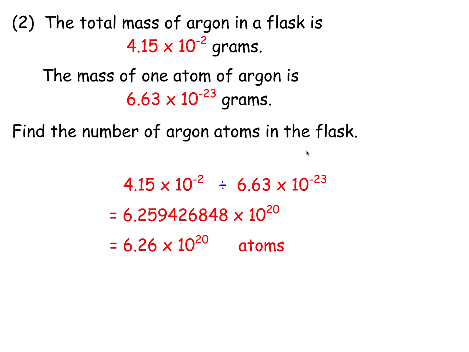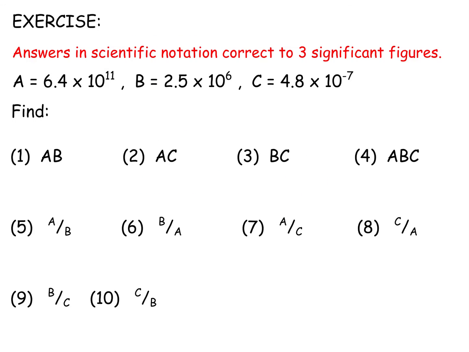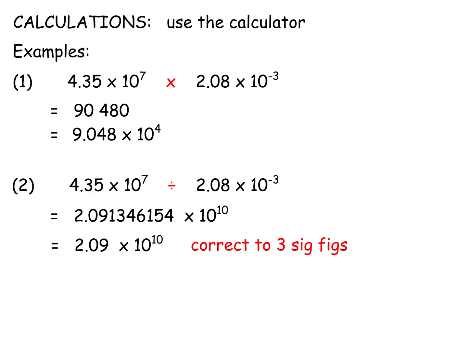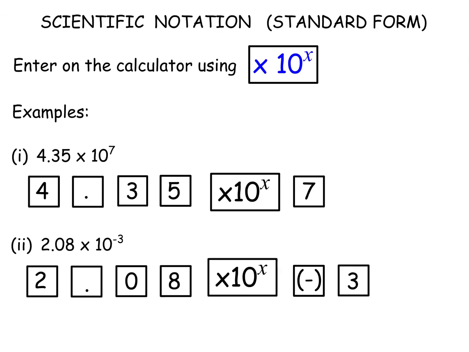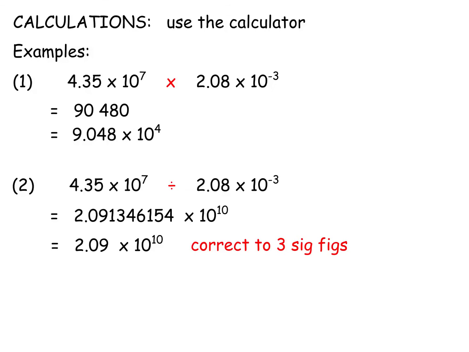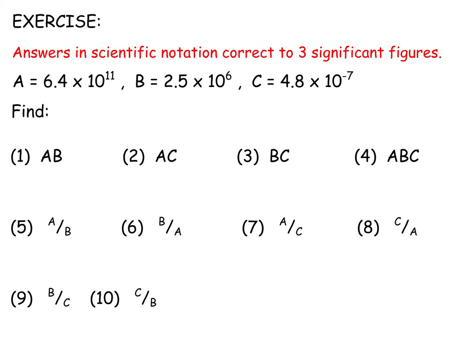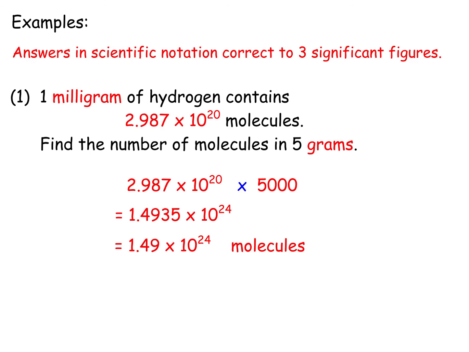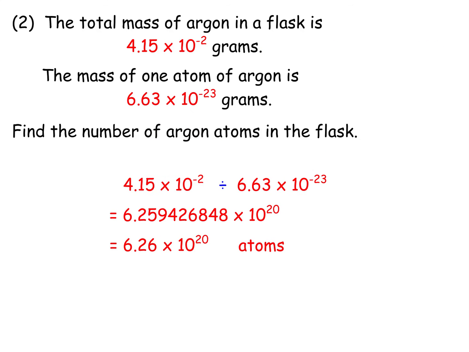So there's division, you've got to divide the correct way around. There's an unrounded answer and then rounded to 3 significant figures. So in each question, you have to be able to enter them on the calculator. So using this times 10 to the power x button, you enter the numbers on the calculator and you're either multiplying or dividing, and if you're dividing, you've got to divide the correct way around.